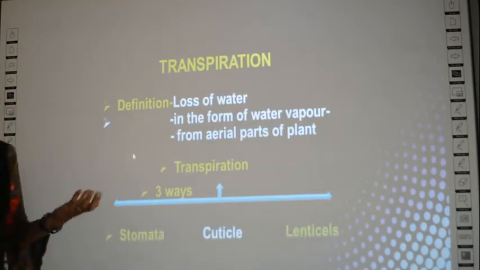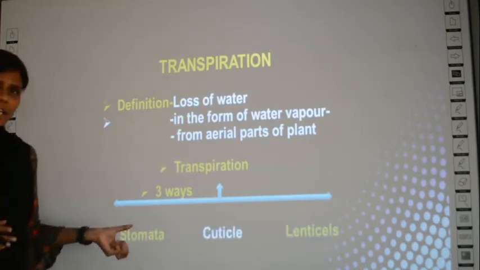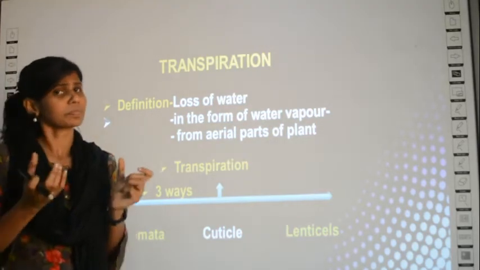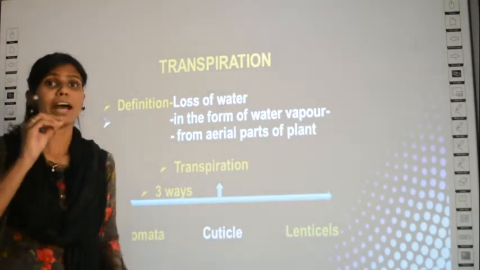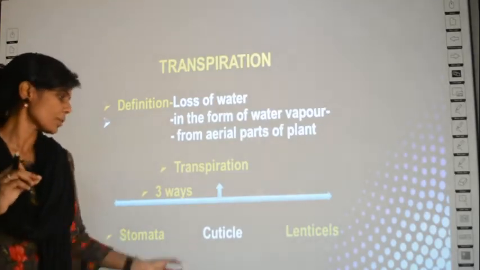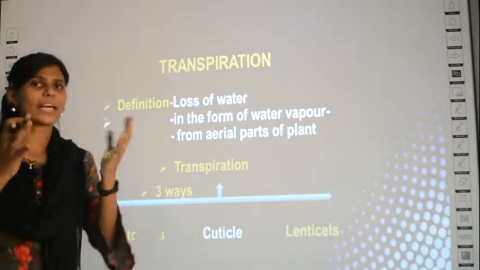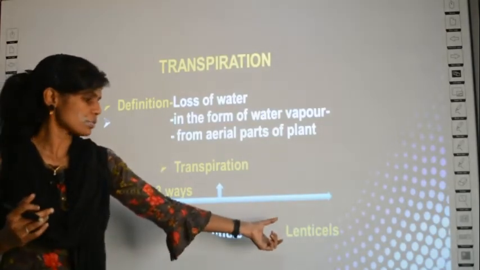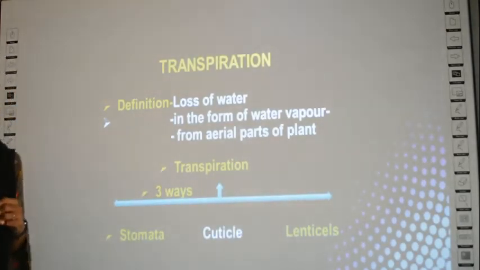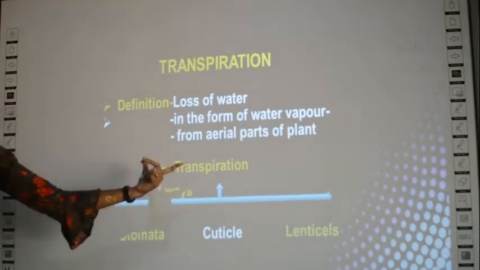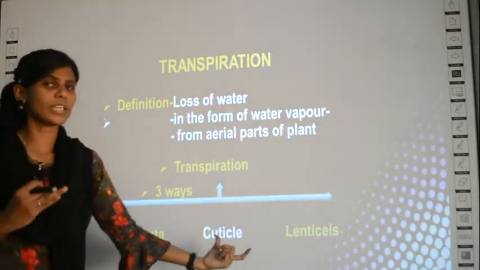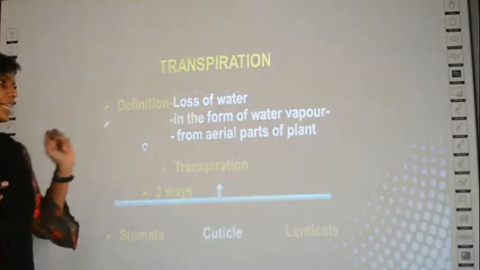What are the three ways of transpiration? Through the stomata. Stomata is a structure, bean-shaped cells in the leaves that have a pore in the center, which is called the stomata. And the cuticle, which is the waxy layer of the leaf, also supports transpiration, and lenticels also support transpiration. So the three ways a plant can transpire are through the stomata, through the cuticle, and through the lenticels.